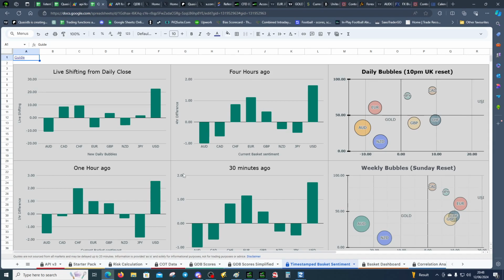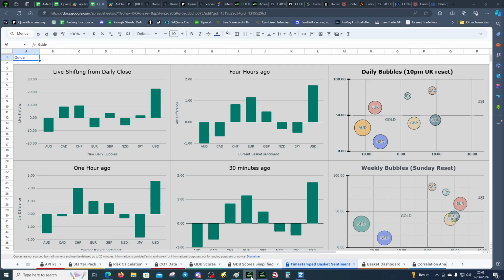I'm not sure how useful the 1 hour and the 30 minutes could be, but obviously it depends on your style of trading. You could be scalping in and out. It could be really useful for you. And so we definitely got confirmation on the dollar. So we can come to the bot.